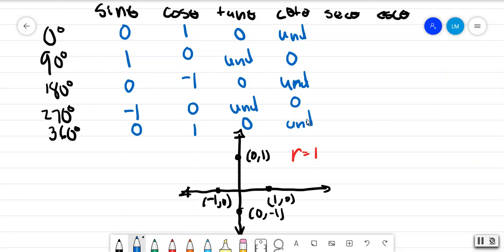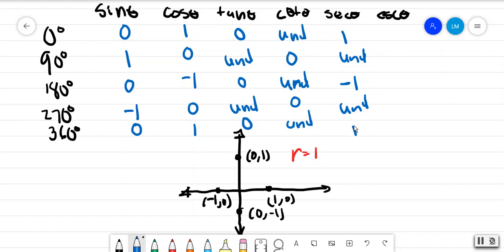Okay, now with secant, you have that it's either going to be 1 or -1 or undefined. So secant is going to be 1. Let's see. Yeah, secant is going to be undefined at 90, and then it's going to be -1, and then it's going to be undefined again, and then at 360 it's going to be 1. I might have said that secant is going to be 0, but actually it's not going to be 0 at all.